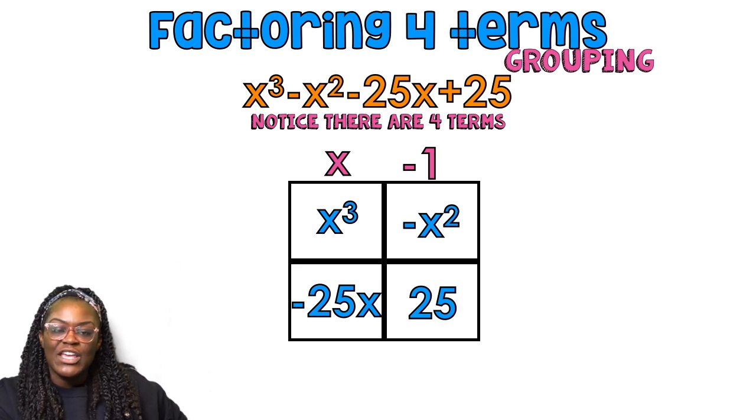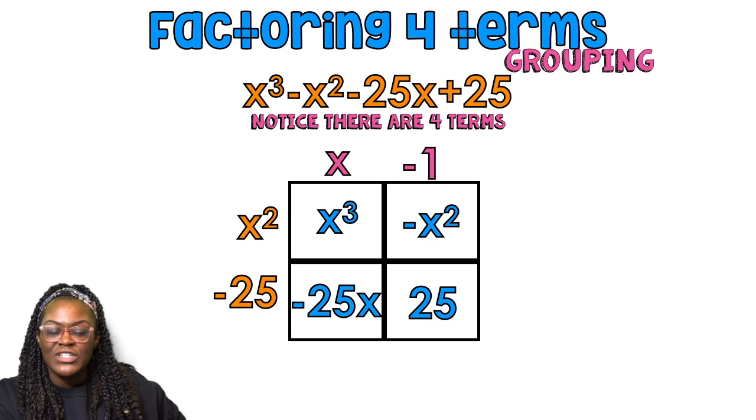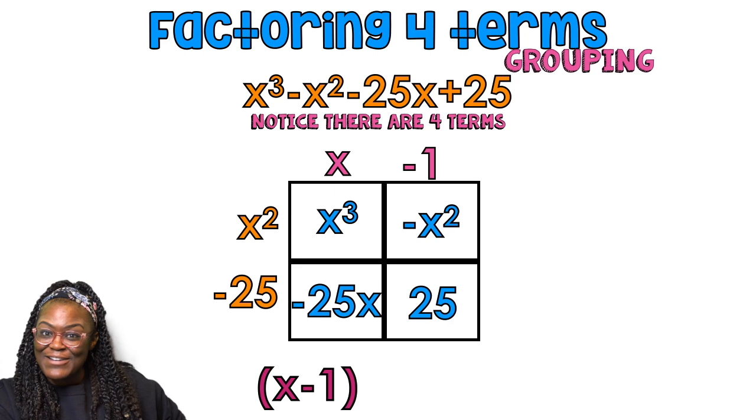And then you're going to look at your rows. So we're going to look at the x cubed and the negative x squared, and the GCF there is going to be x squared. And then you're going to look at the bottom row, and that's negative 25x and then 25. The GCF there is going to be 25, but you're going to go ahead and make it negative because that first number is negative. Anytime the first number is negative, that's when you make that GCF a negative, all right? So then that's your answer: x minus 1 and then x squared plus 25. That was easy, right?